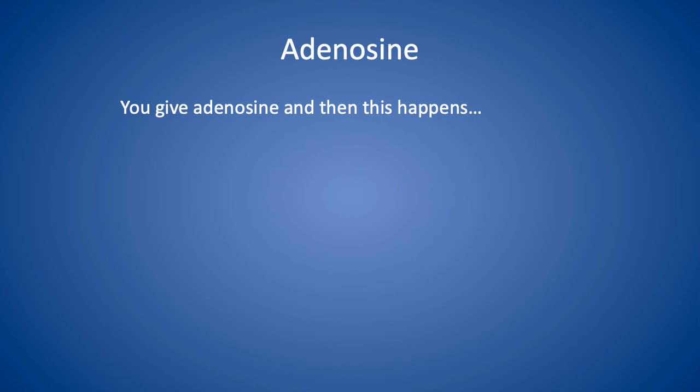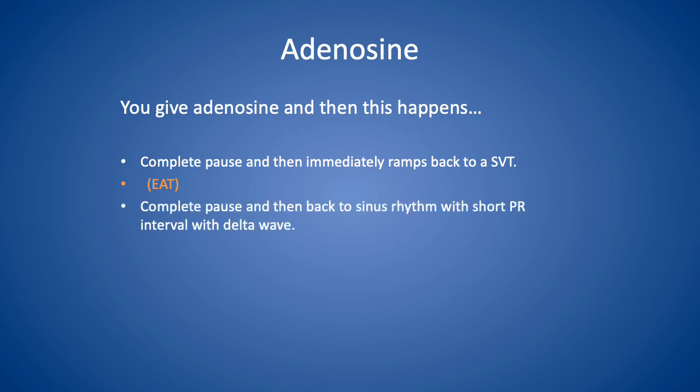So let's go through a couple of scenarios. You give adenosine and this happens. There's a complete pause, and then immediately it ramps right back up to an SVT. And so this would be an example of an ectopic atrial tachycardia, because all you've done is you've just blocked the AV node, but you haven't really blocked that ectopic automatic focus. And so right when it goes away, there's no conduction, but then it ramps right back up to SVT.